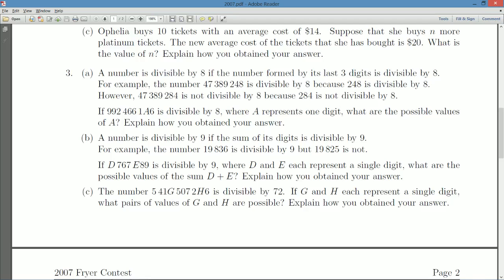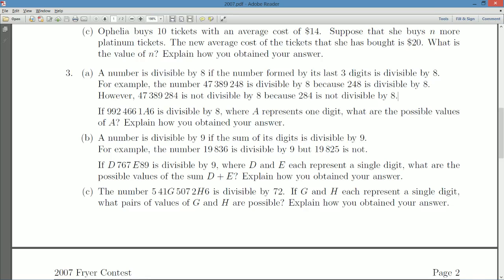They'll often introduce new concepts on a paper, so it's something you should be used to if you're going to write these contests seriously. However, 4738928, so all we did was switch the last 2 digits, is not divisible by 8 because 284 is not divisible by 8. So it doesn't matter how big the number is, we just need to look at the last 3 digits.